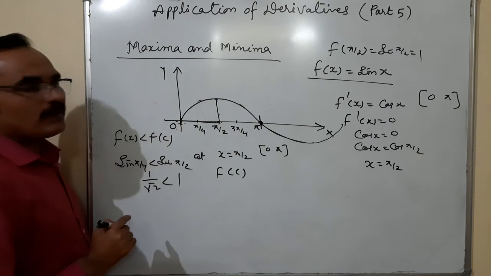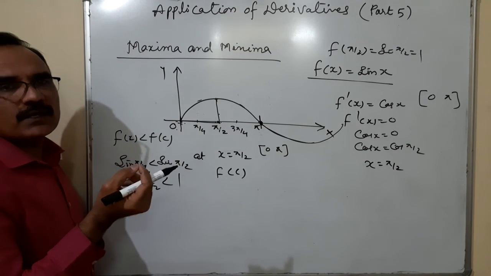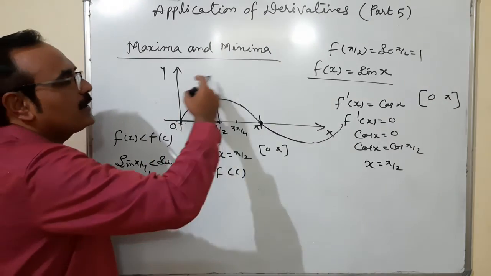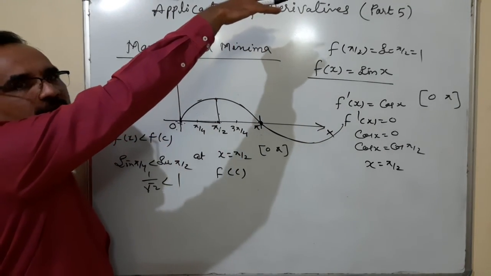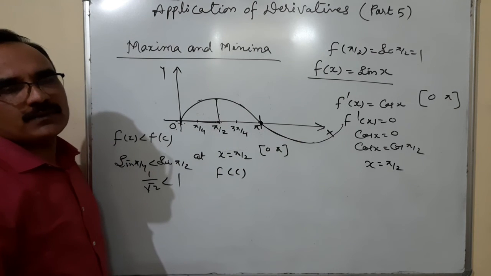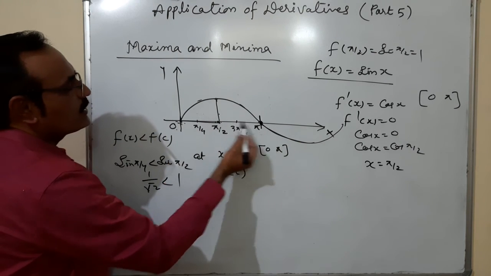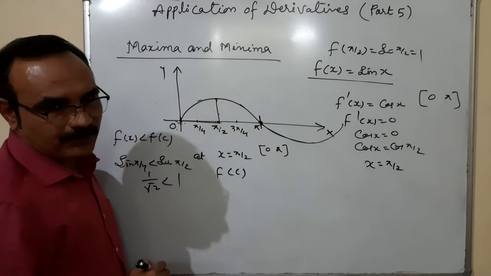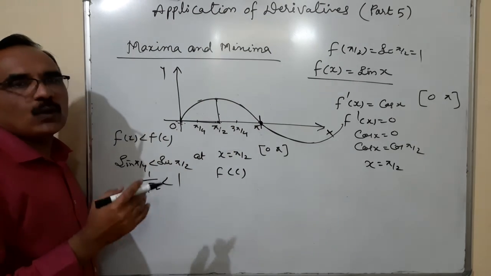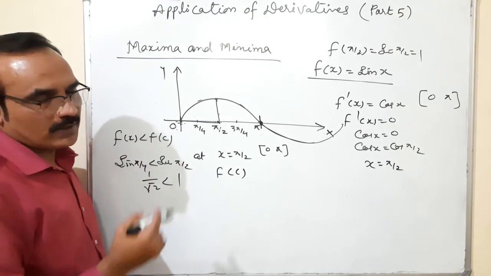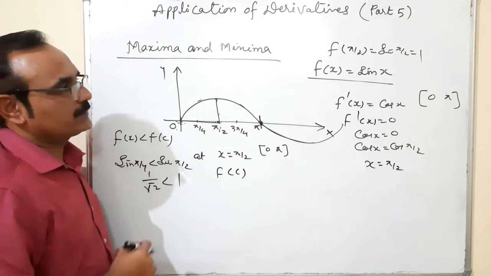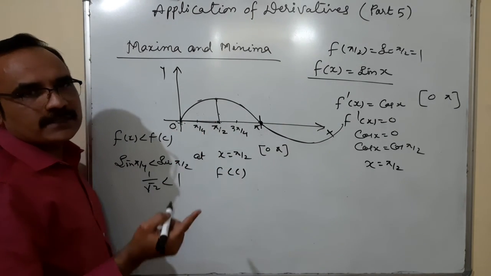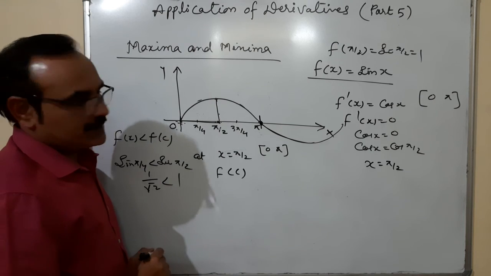When we use the term absolute maximum value, what does it mean? No interval is required. Whatever value is the maximum everywhere is treated as the absolute maximum value. But here we are talking about this interval only, so this is the local maximum value or local maxima. This is the difference between local maxima and absolute maxima, local minima and absolute minima.